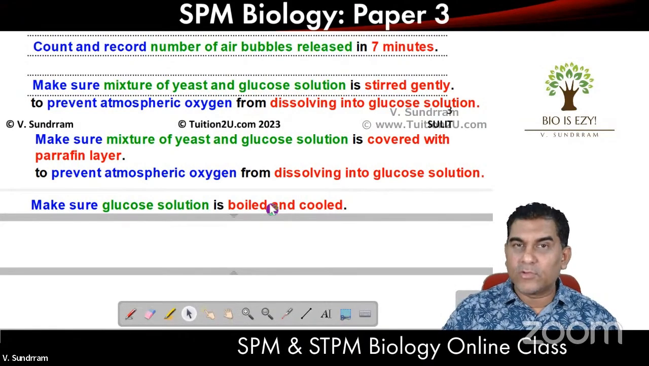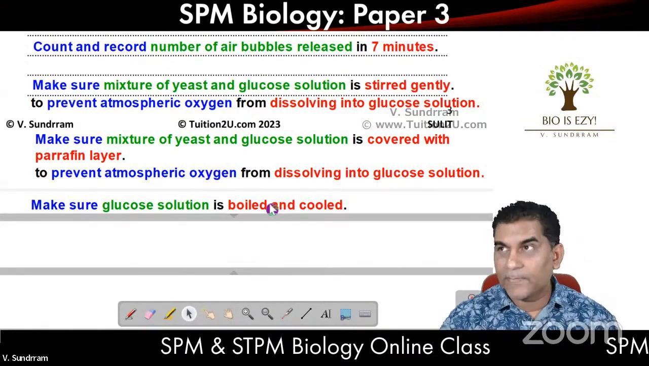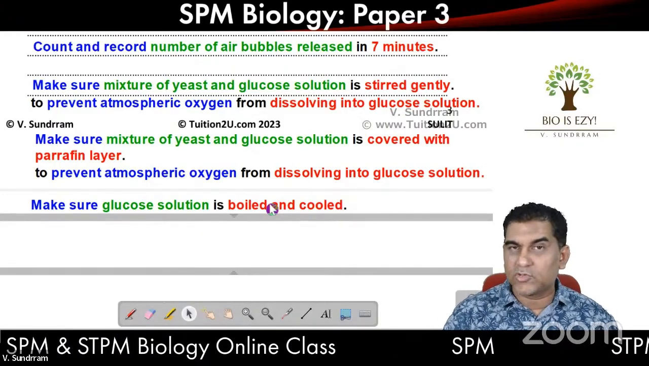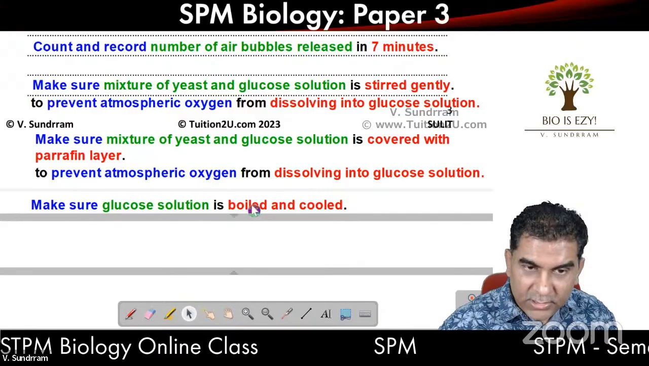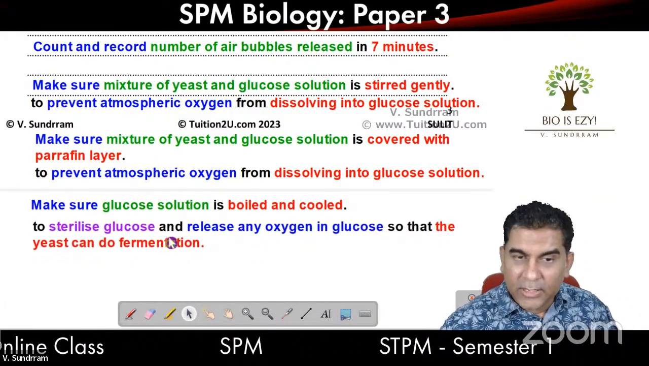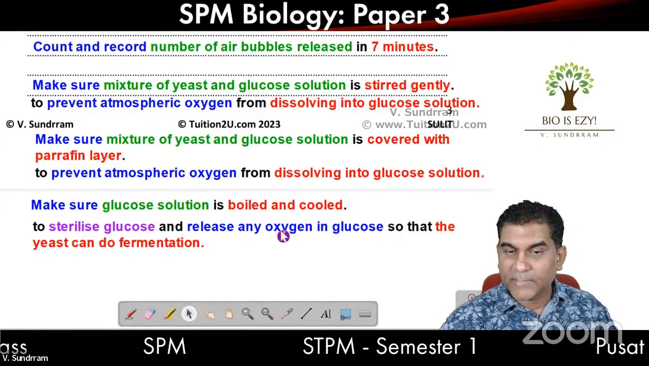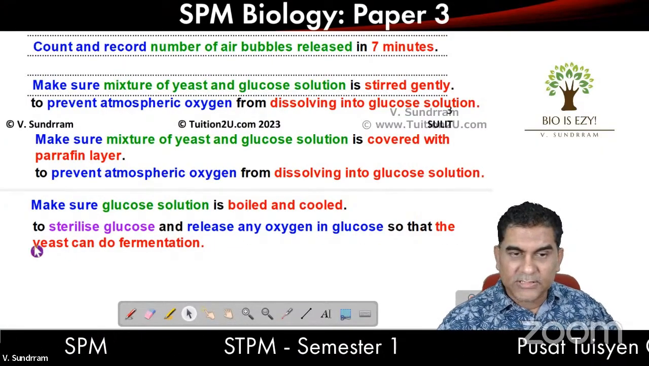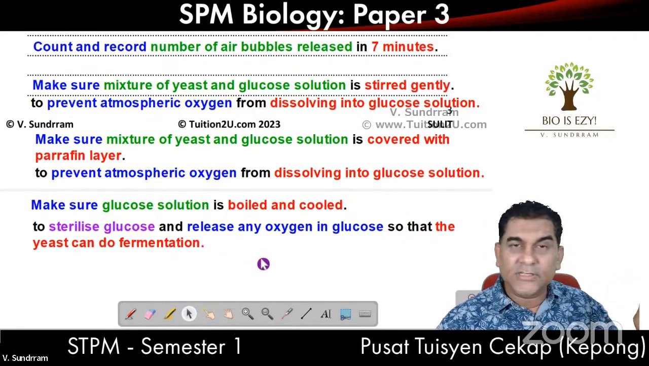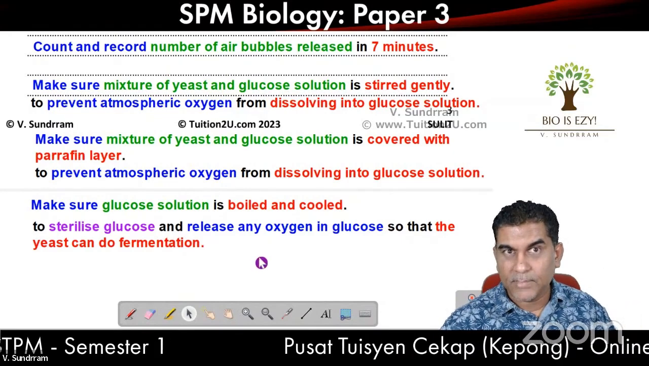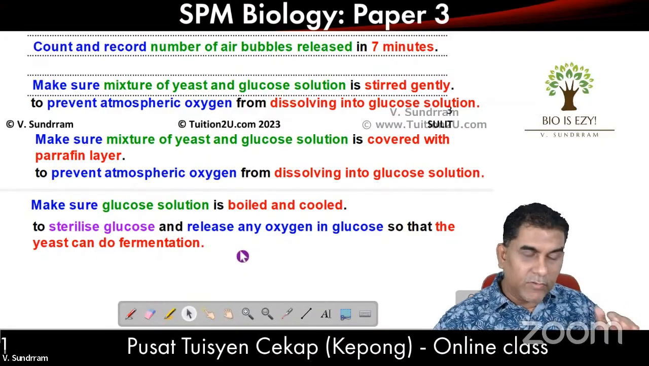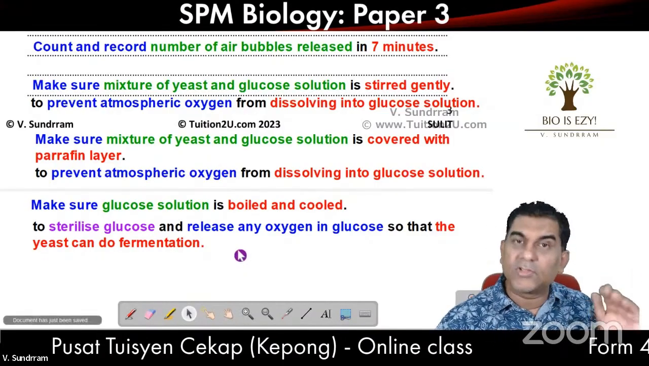So we boil it, we cool it, and then we mix it with the yeast to make sure the experiment is efficient. Maintaining a room temperature should be good for the mixture. So what we do in here, the last explanation, why do you boil it? To sterilize the glucose and also to release any oxygen in the glucose, so that the yeast can do fermentation. Yeast only does fermentation if there is absence of oxygen. Low amount of oxygen or no oxygen, then only yeast will do fermentation. So we make sure oxygen is not present.